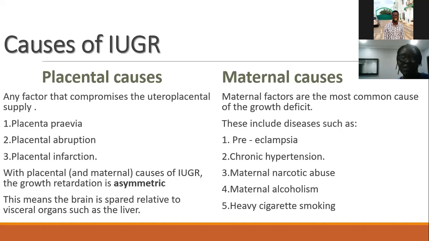So the placental causes are anything that compromises the supply of blood from the uterus and placenta to the baby. So we have things like placenta previa, abruption, infarction, and so on. Then you can also have maternal causes. So for the maternal causes, you have things like preeclampsia, that is high blood pressure during pregnancy, chronic hypertension, alcoholism, cigarette smoking, and narcotic abuse.